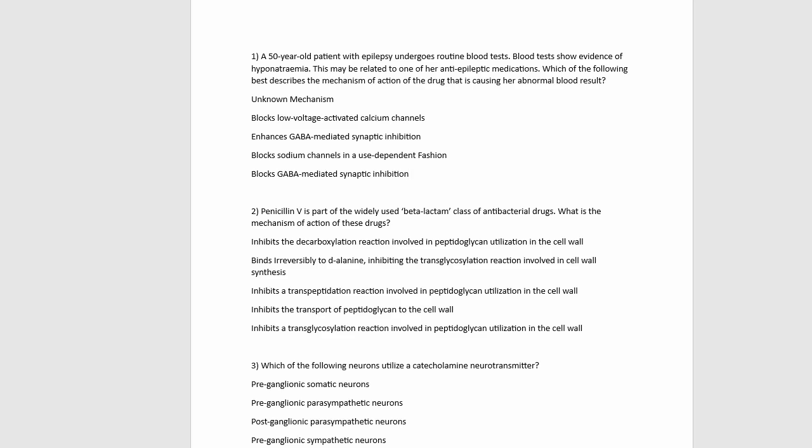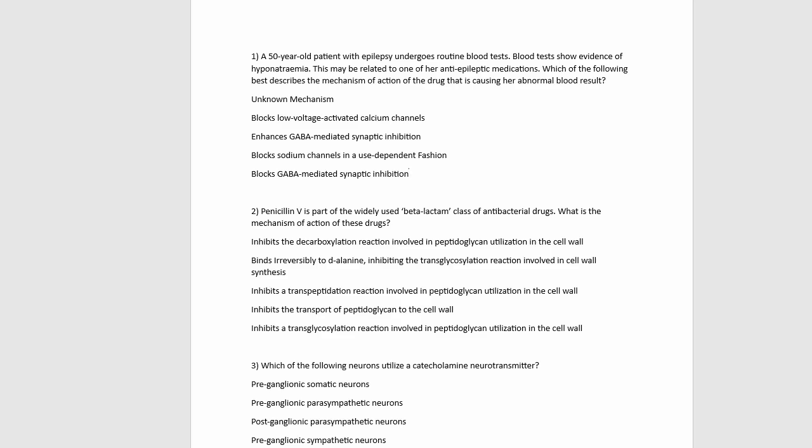Question 1. A 50-year-old patient with epilepsy undergoes routine blood tests. Blood tests show evidence of hyponatremia. This may be related to one of her anti-epileptic medications. Which of the following best describes the mechanism of action of the drug that is causing her abnormal blood results? Is it unknown mechanism, blocks low voltage activated calcium channels, enhances GABA-mediated synaptic inhibition, blocks sodium channels in a use-dependent fashion, or blocks GABA-mediated synaptic inhibition?